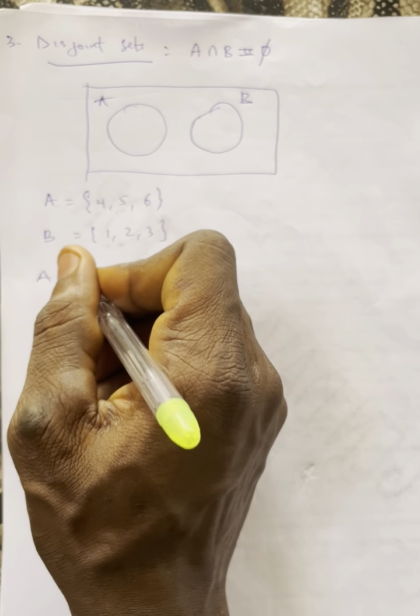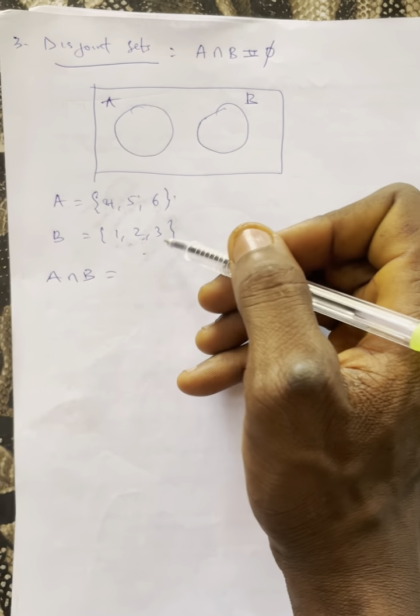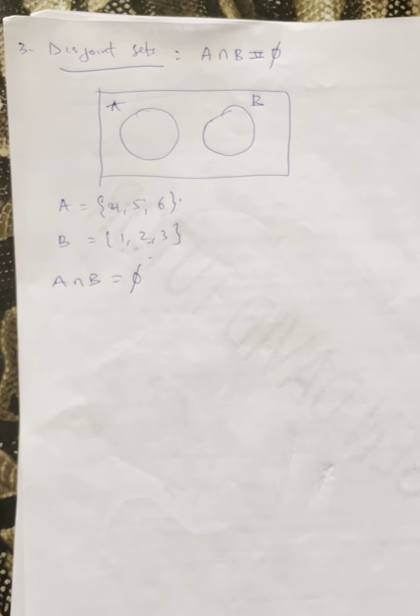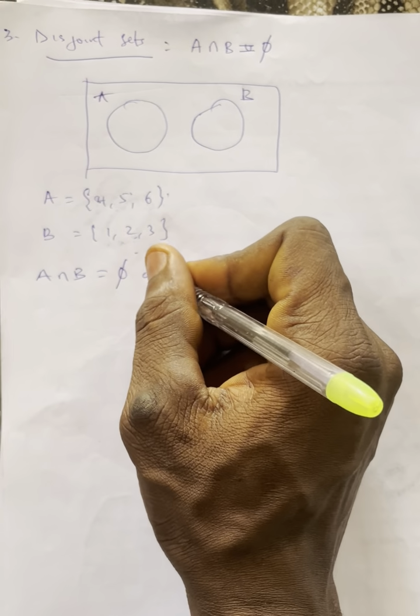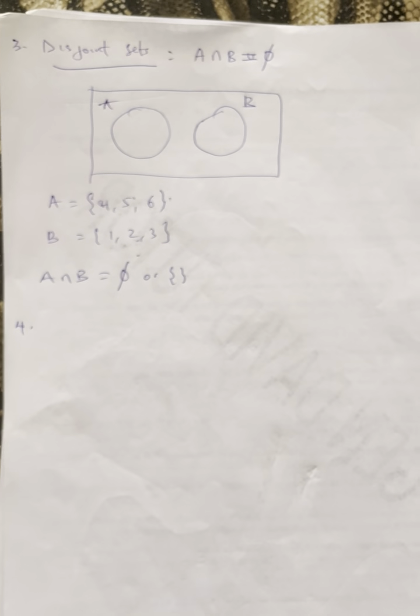Now, what is A intersection B? What do they have in common? 4 is here, is 4 here? No. 5 is here, is 5 here? No. 6 is here, is 6 here? No. So they don't have anything in common. So the intersection is 0, is empty, or we use the empty set symbol like this. So that is what we know as disjoint sets.